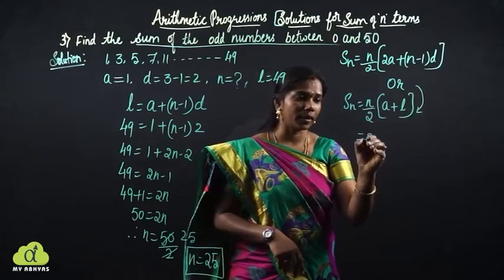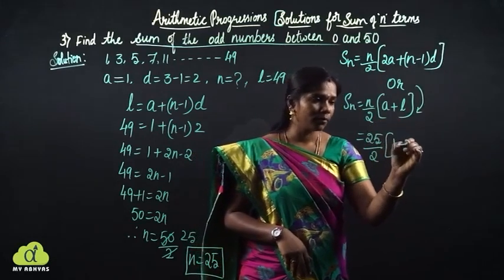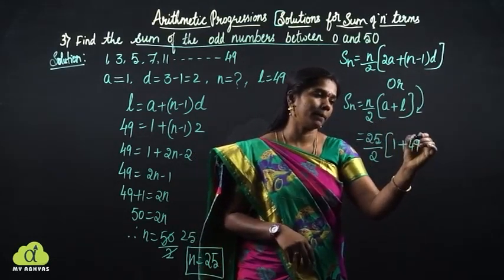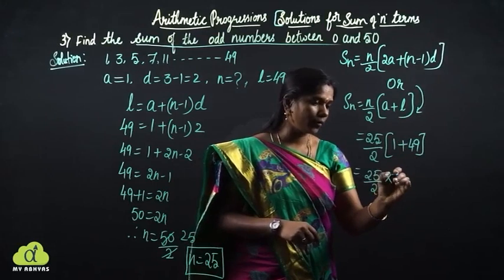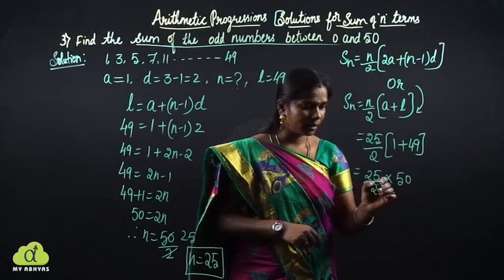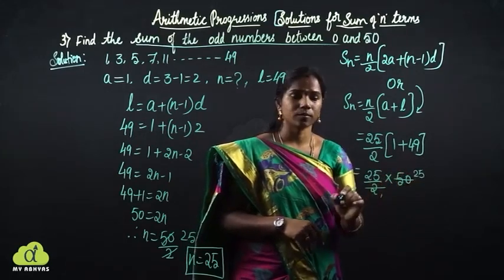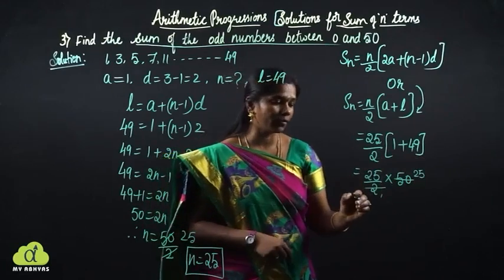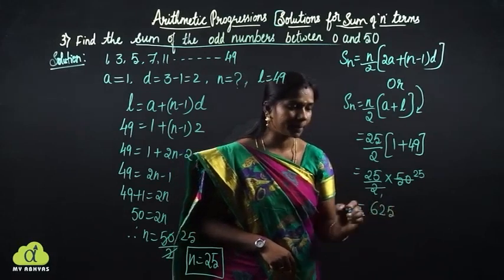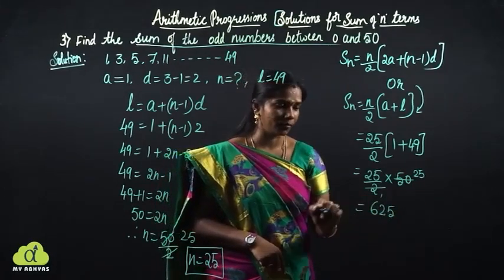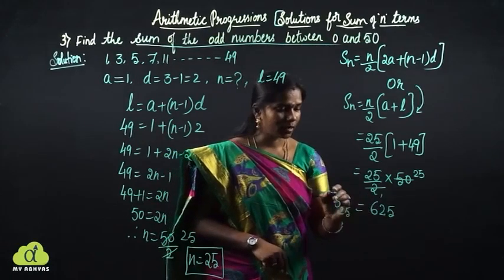So, what is the value of n? It is 25 divided by 2 into a. What is the value of a? It is 1 plus l value 49. So, here 25 divided by 2 into 50. Cancel this. 2 1s are 2, 25s are 25. So, what is 25 into 25? It is 625. 25 square is 625. So, S25 is equal to 625.